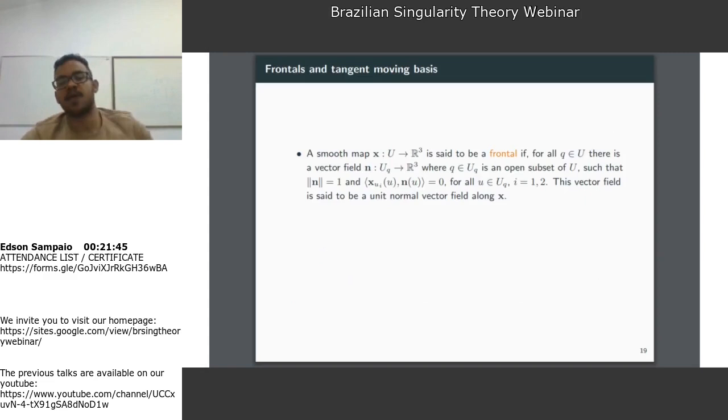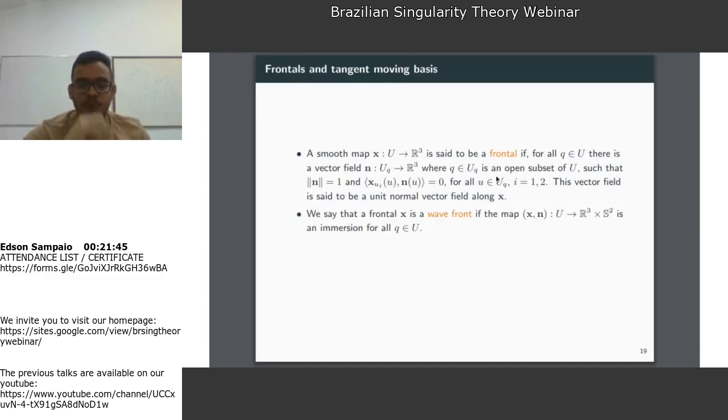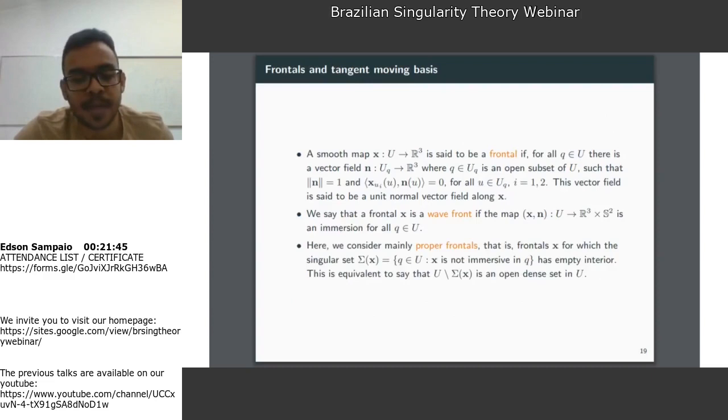An important class of frontals we're going to use here is the class of wave fronts. We say that a frontal X is a wave front if this map (X, N) is an immersion for all point Q taken in U. And here I'm considering mainly what we call proper frontals, that is frontals X for which the singular set has empty interior. And this is equivalent to saying that the set of regular points is an open dense set in U.